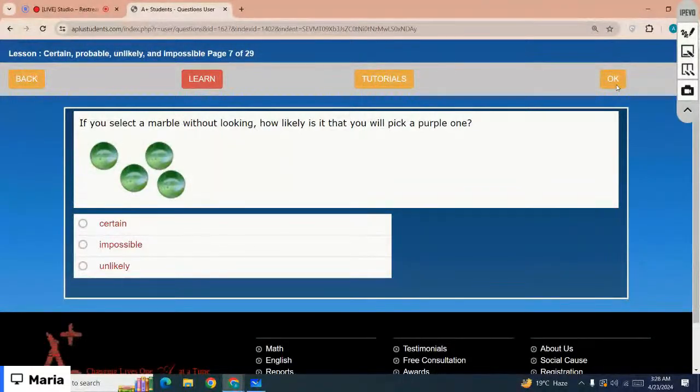If you select a marble without looking, how likely is it that you will pick a purple one? The correct option is impossible, because you don't have any purple marble here, right?